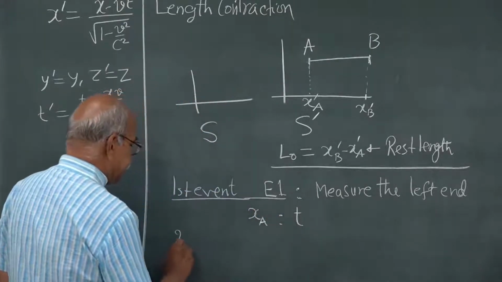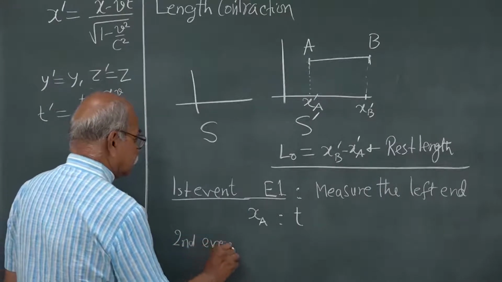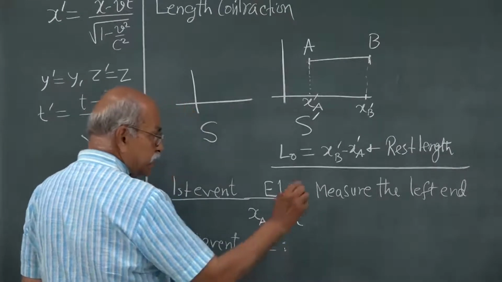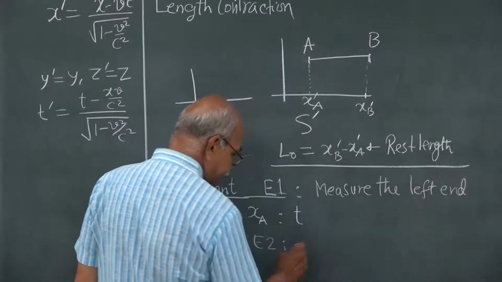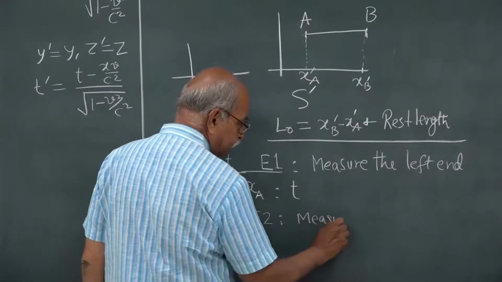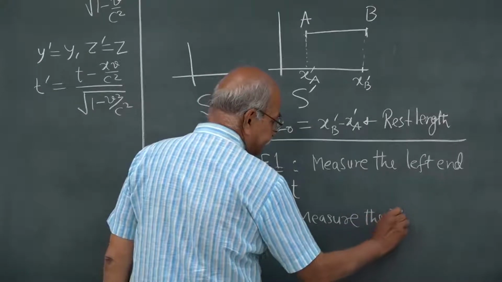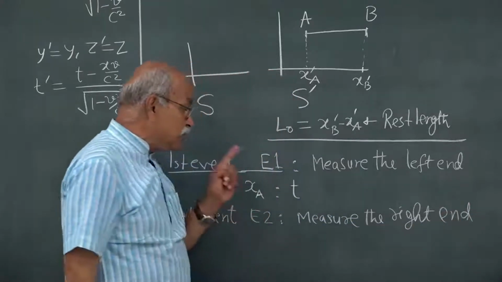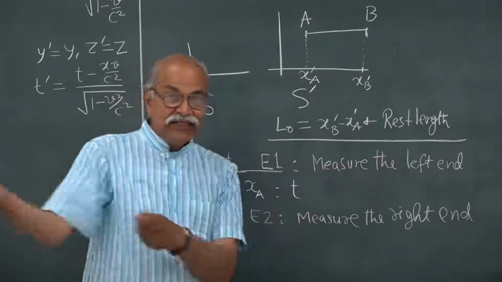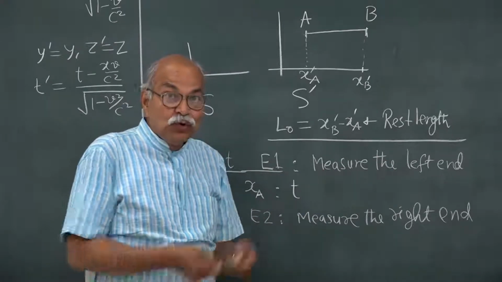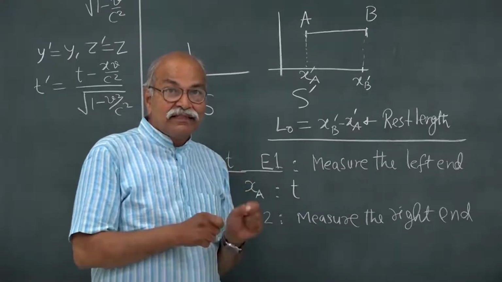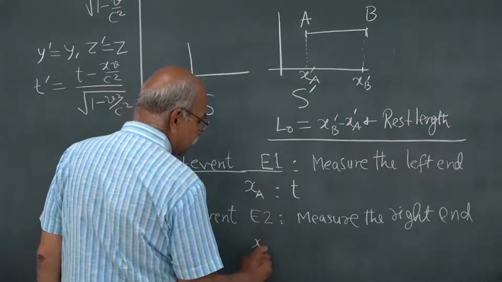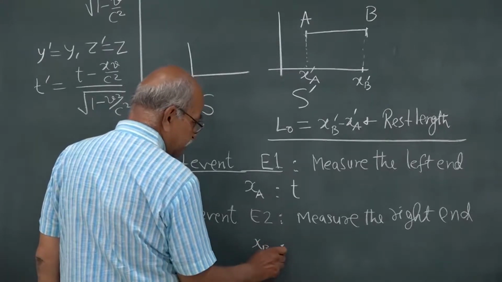And then I have the second event E2, and the second event is I have measured the right end at the same instant. Remember, now I have to measure the two ends at the same instant, because the whole thing is moving. So, I cannot afford to do one measurement and then relax and then go to the other end. So, at the same time, and the coordinates will be, let us say, x B and time is t.